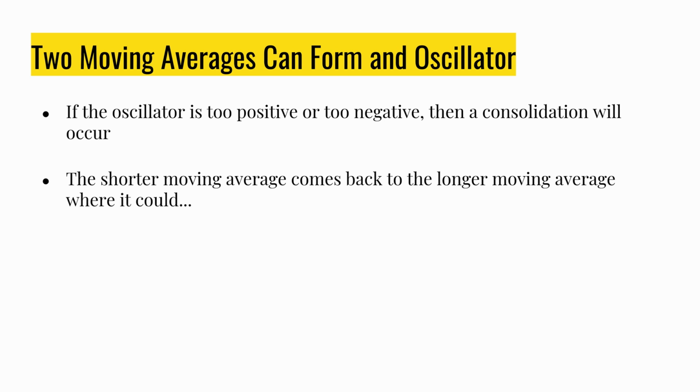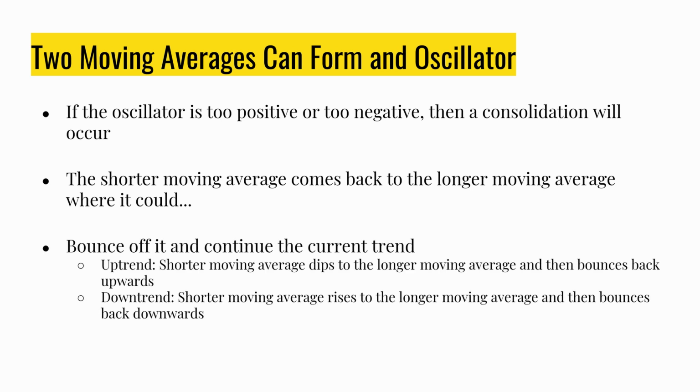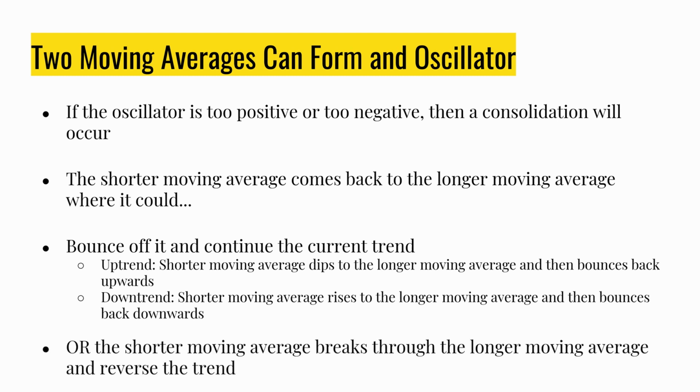From here, there are 2 scenarios that could play out. First, the shorter moving average will bounce off it and continue the current trend. So in an uptrend, the shorter moving average will dip to the longer moving average and then bounce back upwards, continuing the trend. Likewise, the downtrend will have the shorter moving average rise to the longer moving average and then bounce back downwards. The other scenario is that the shorter moving average breaks through the longer moving average and causes a change in the trend.